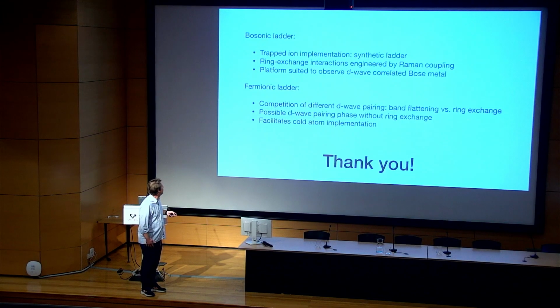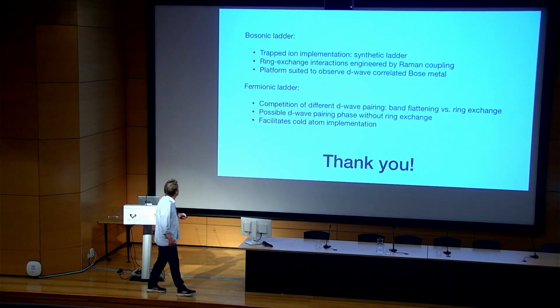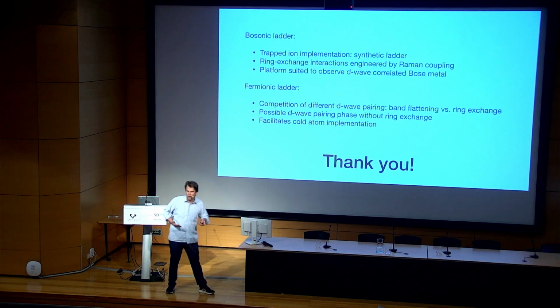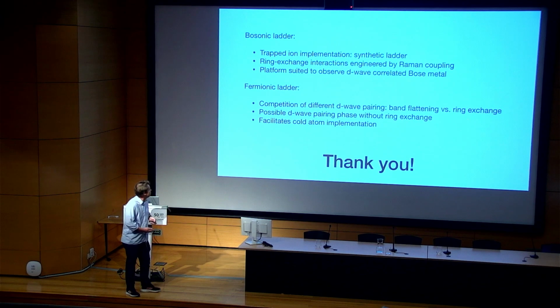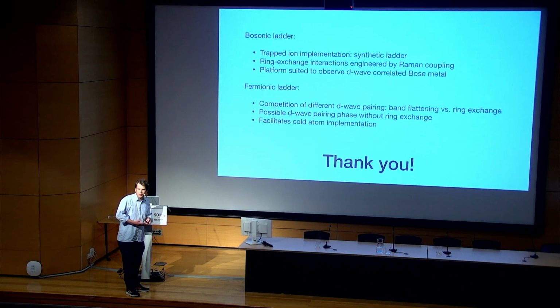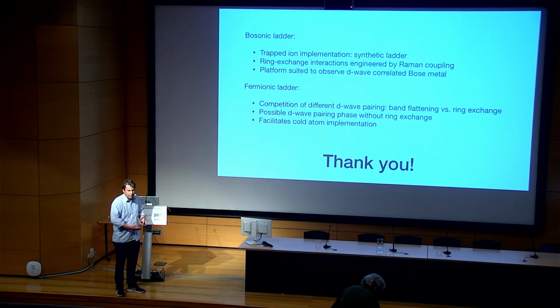Yeah, with that, I'm done. I have shown you how we can use trapped ions to get this bosonic D-wave in a synthetic ladder, and that in a fermionic ladder we can possibly get this for cold atoms by providing a negatively valued diagonal hopping term. Thank you.